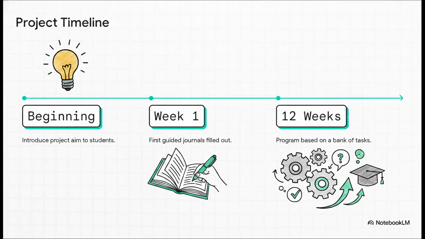Now, you might be wondering, how do you actually implement something like this in a real classroom without completely overwhelming everyone? Well, Noonan designed a very specific timeline. Right at the beginning of the semester, students were introduced to the project's aims. By the end of week 1, they were already filling out their first guided journals. And then, over a 12-week period, they went through a program based on a very specific bank of tasks.